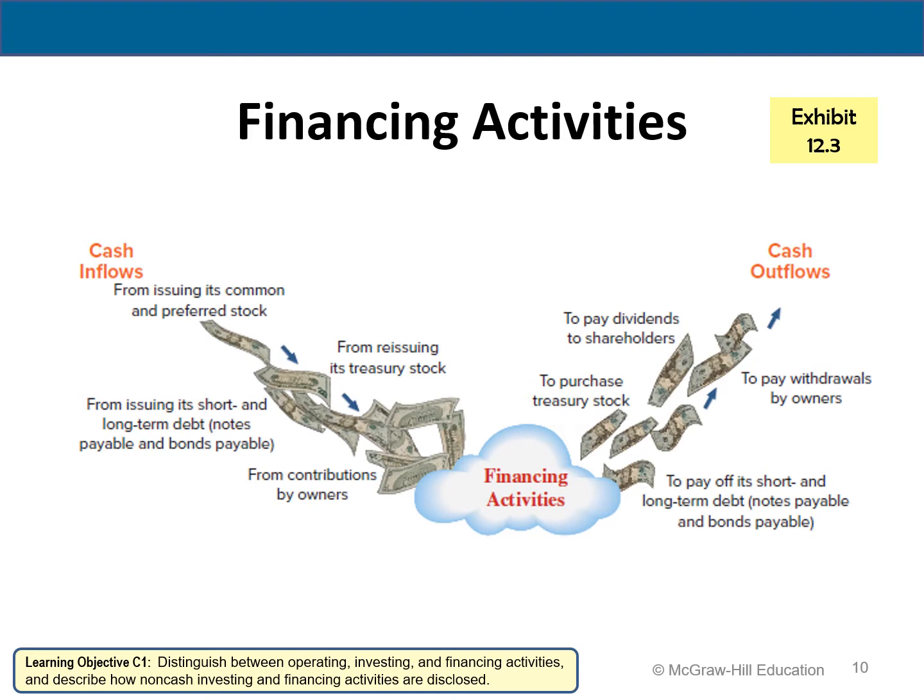Cash outflows would be things like paying dividends to shareholders, purchasing treasury stock, paying withdrawals to owners, paying off short or long-term debt. So if you pay down your notes payable, I'm sorry, or your bonds payable, that would be a cash outflow for financing.